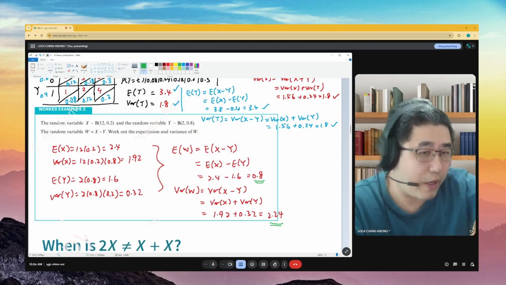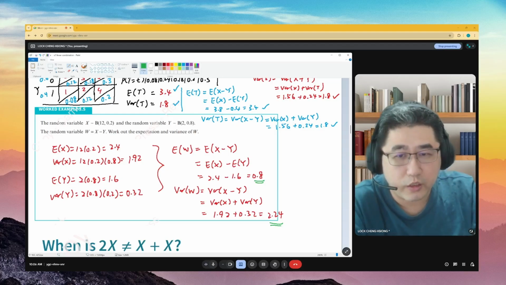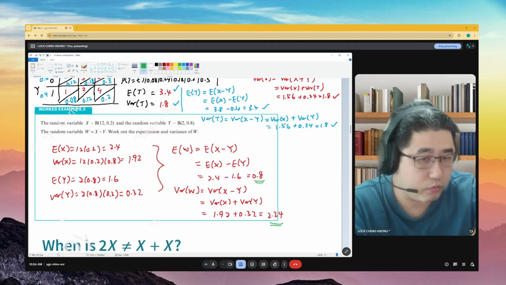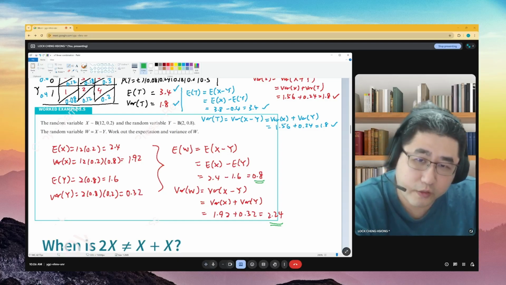Usually you will have a part 1, part 2, part 3. If this usually appears as part 1 and your part 1 is wrong, of course your part 2 and part 3 will be affected.